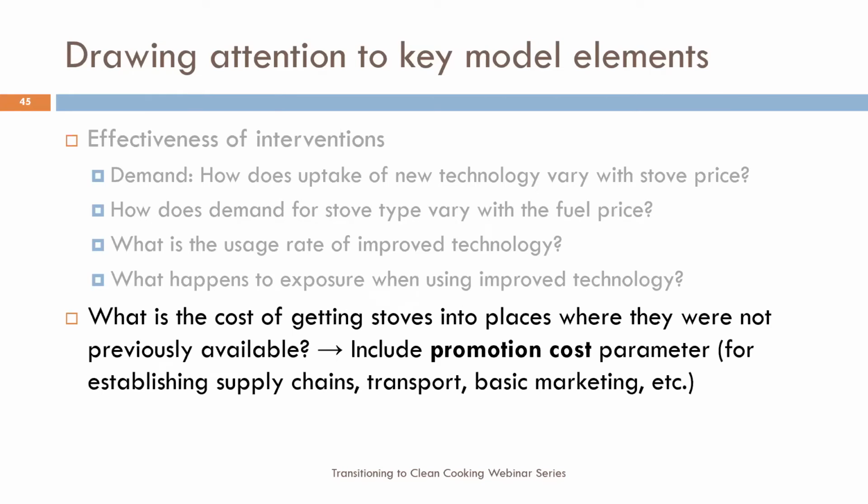On the cost side, the promotion cost parameter is an important one that relates to how new solutions are made available to target beneficiaries beyond simple manufacturing costs. Again, this could represent some of those supply chain aspects if supply chains were being built out. So this is the supply side of that question. It stands to reason that these costs will be higher in remote, hard to reach areas relative to urban centers.